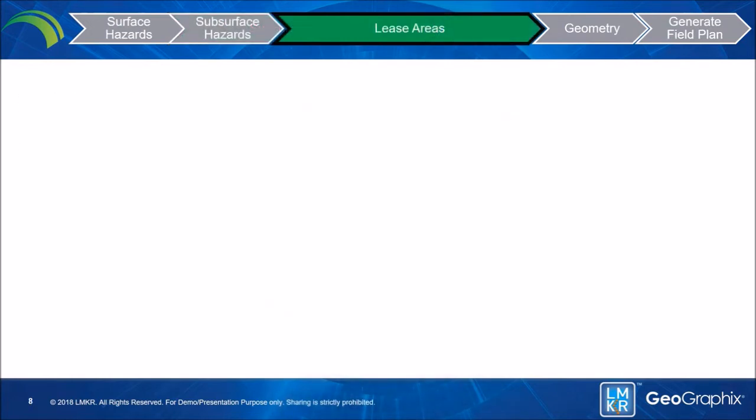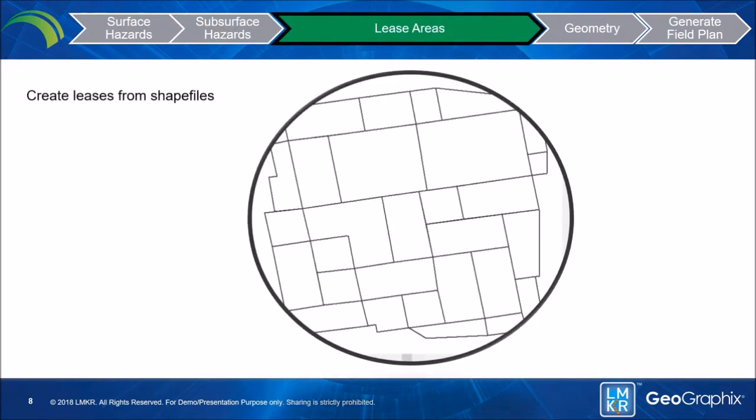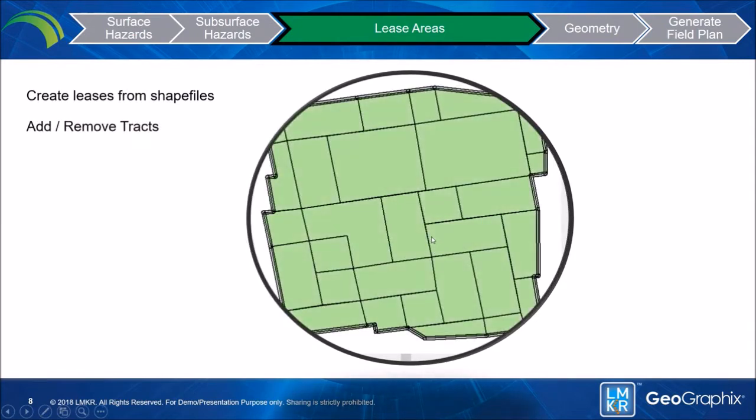All right, let's take a look at lease areas. We create lease areas from shapefiles. You can import your shapefiles quite easily. So you see a shapefile over here. And we can add or remove tracts. These are areas that we're going to use for field planning. These are the allowed areas.